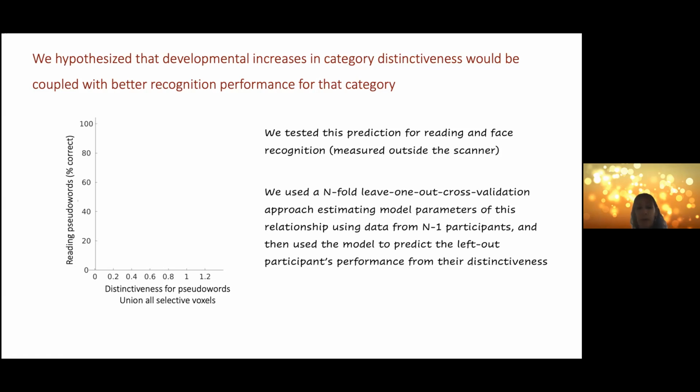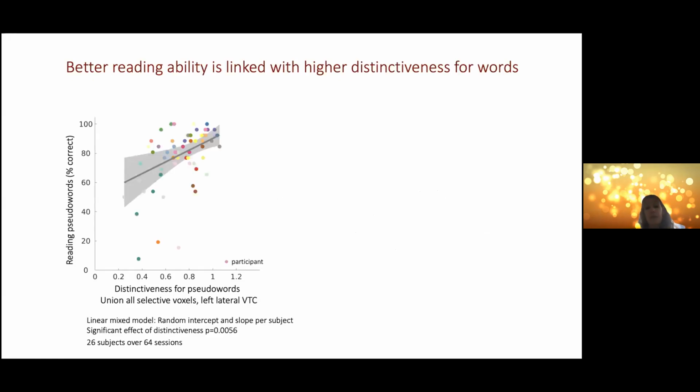predict, given the model parameters from the distinctiveness pattern of a left-out subject, how well they're going to be able to read words. And of course, we're going to do this prediction across all N folds. So this is to give you a sense of how the relationship looks.